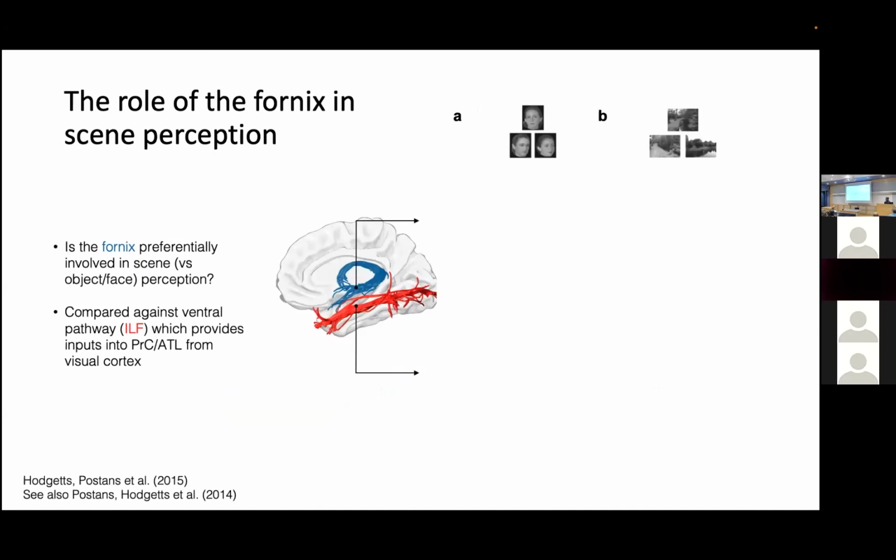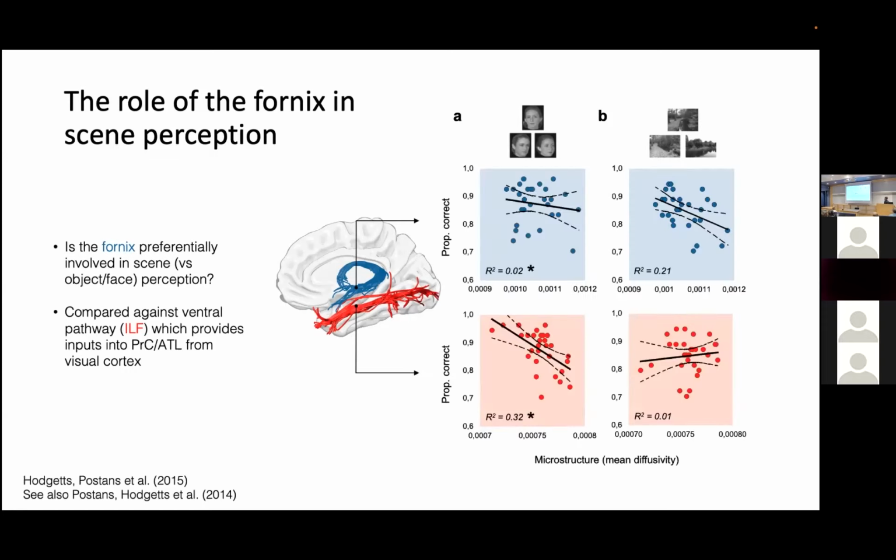Okay, so in the first study examining this, we took the same test that we had in the Journal of Neuroscience paper. This is the odd-one-out discrimination paradigm that had also been shown to be impaired in hippocampal patients. We wanted to see whether fornix microstructure was more strongly related to performance in the scene task versus the face task. We also compared this with the long ventral pathway, the inferior longitudinal fasciculus, which provides inputs into the perirhinal cortex and anterior temporal lobe from early visual areas. And indeed, this is what we found.